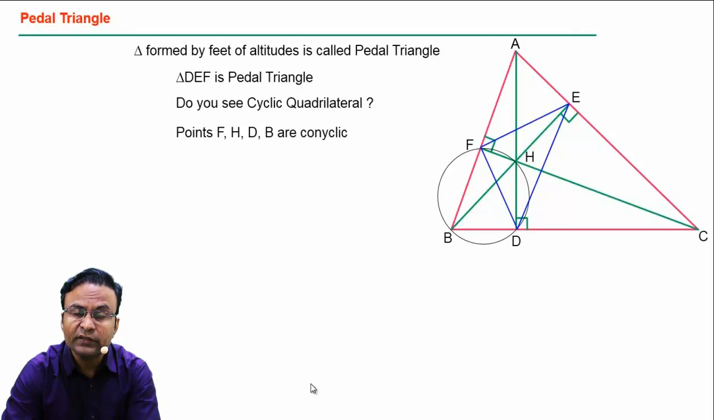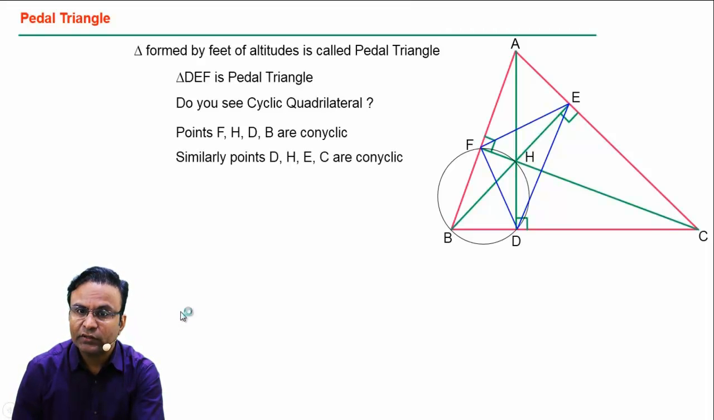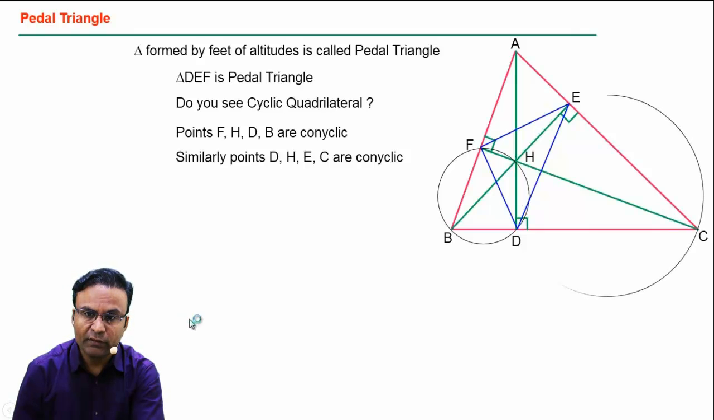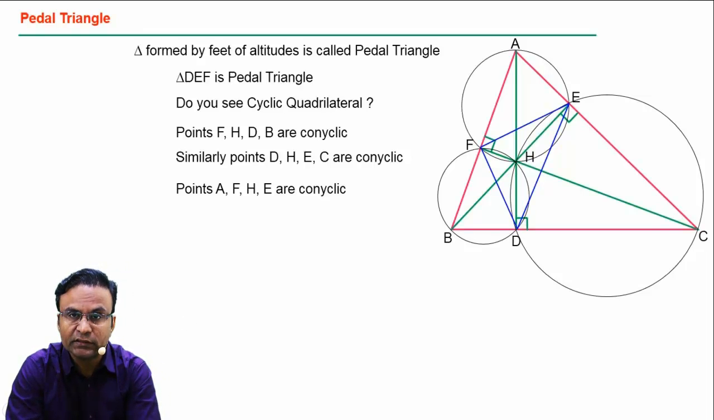Similarly, we have other sets of 4 cyclic points. One is DHEC. These 4 points are also concyclic. We have one circle passing through these 4 points, and AFHE are also concyclic. So we have these 3 sets of 4 concyclic points. Now what is the use of this study? What is the use of this analysis?